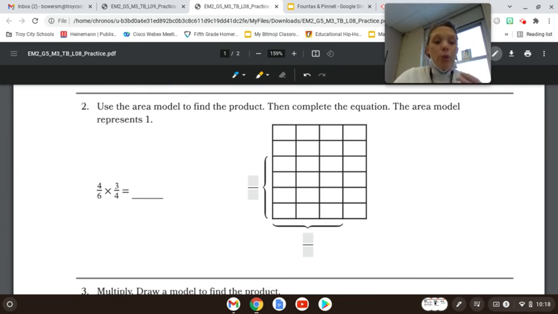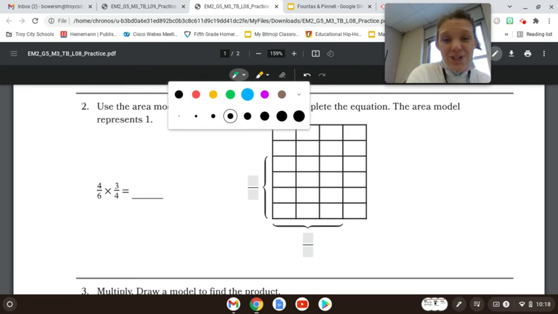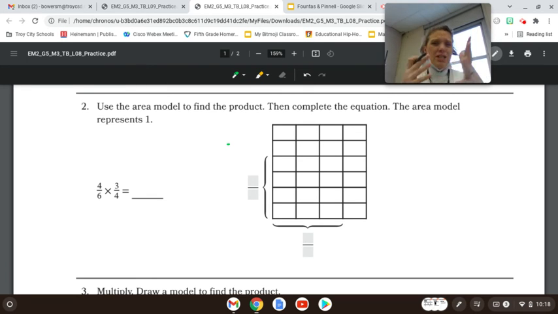Take a look at number 2. They're asking us to use an area model to find the product, and then we'll complete the equation. I personally don't like when they already have the model made for you because it makes less sense. So just so my families at home can better understand what these squares mean, what we're looking at here is 4/6 of 3/4.